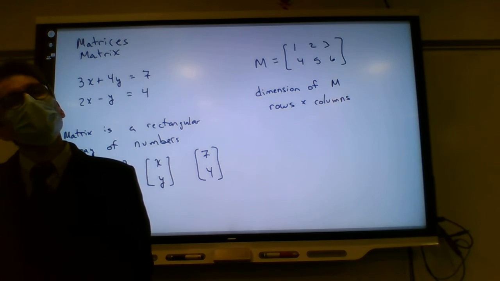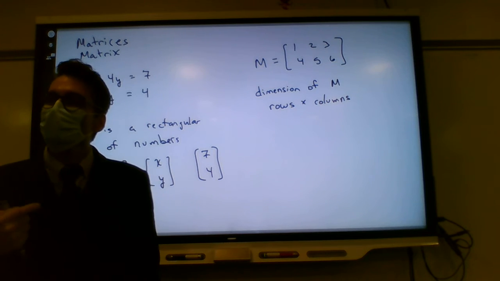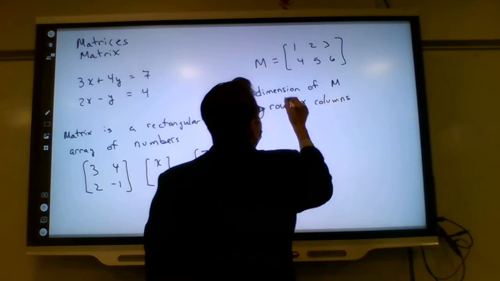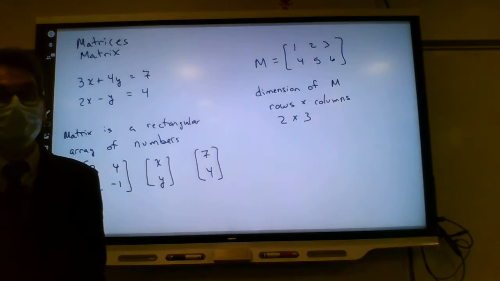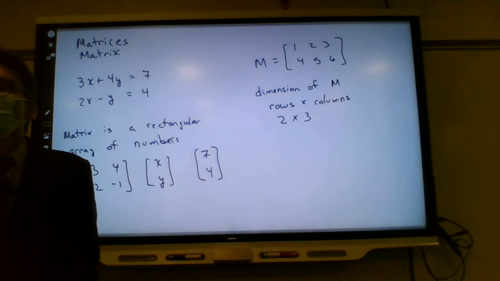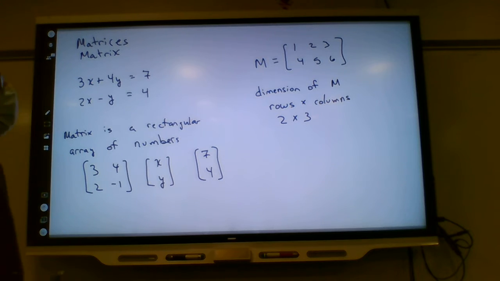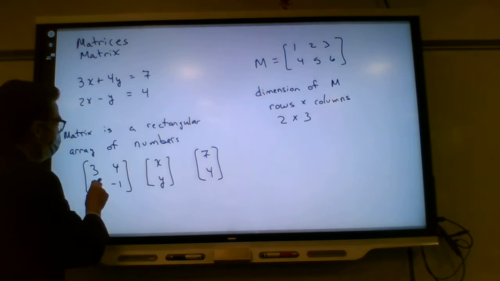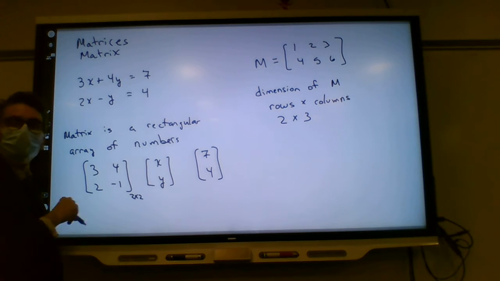How many rows are there? How many columns are there? So how many rows are there in this case? 2. 2. And columns? 3. 3. So this dimension is 2 by 3. All right? The order matters in terms of which comes first, which comes second. It's rows, then columns. Now, what if this had been the same? What happens over here? What's the dimension of this matrix? 2 by 2. This is a 2 by 2.